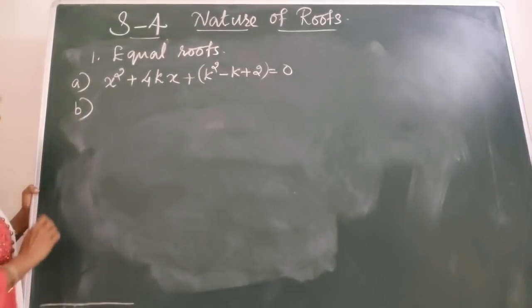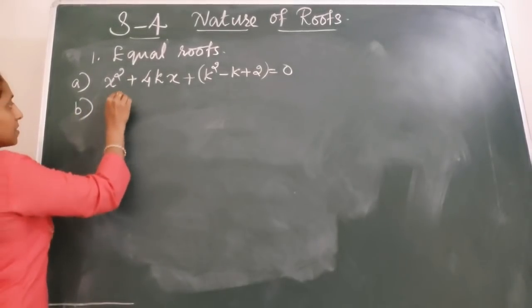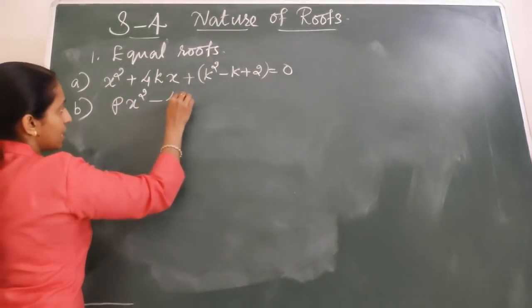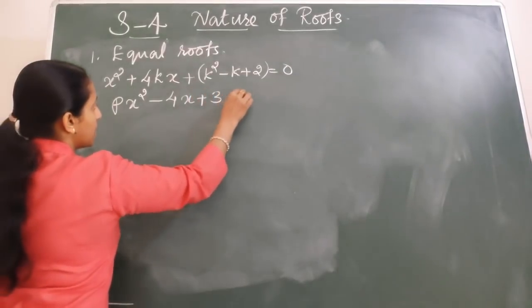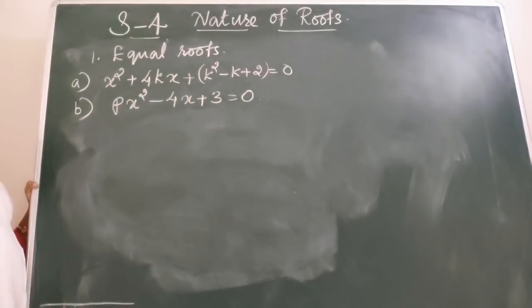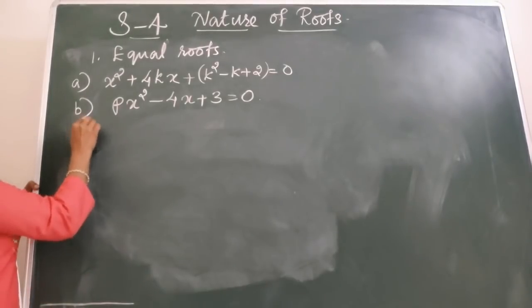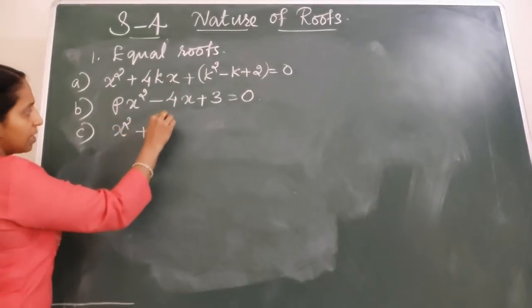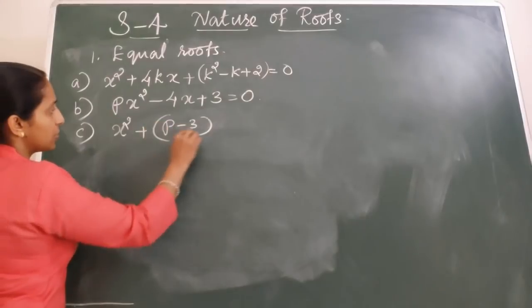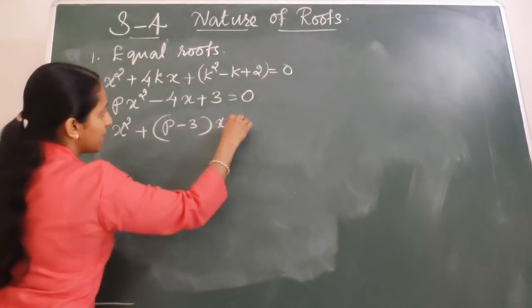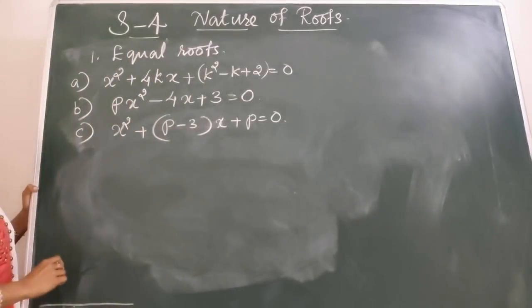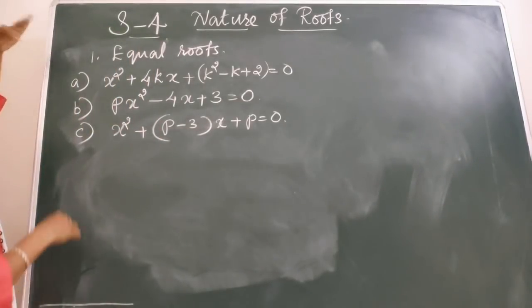Then find the value of p for which the equation has equal roots: px square minus 4x plus 3 equal to 0. One more question. Find the value of p for which the equation has equal roots: x square plus p minus 3 into x plus p equal to 0. This is find the value of k or the value of p for which the equation has equal roots.